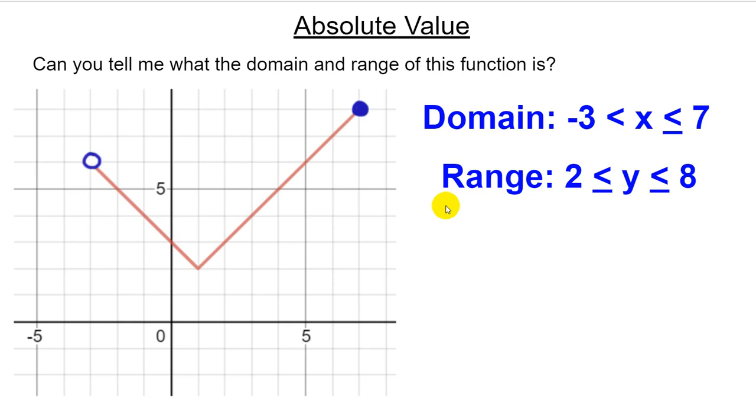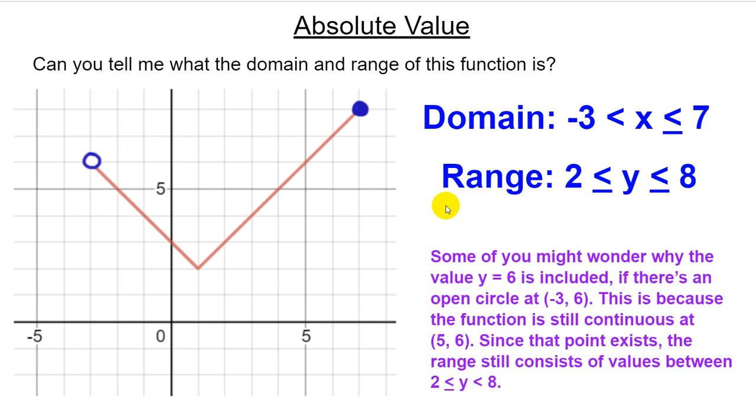One interesting thing I also want to mention is that some of you might wonder, if you look at the y, why is y equals 6 included? You see here it's excluded. We have an open circle at -3, 6. But the function is still continuous at this point, which is 5, 6. Since this point exists, the range will still consist of the values that are between 2 and 8.